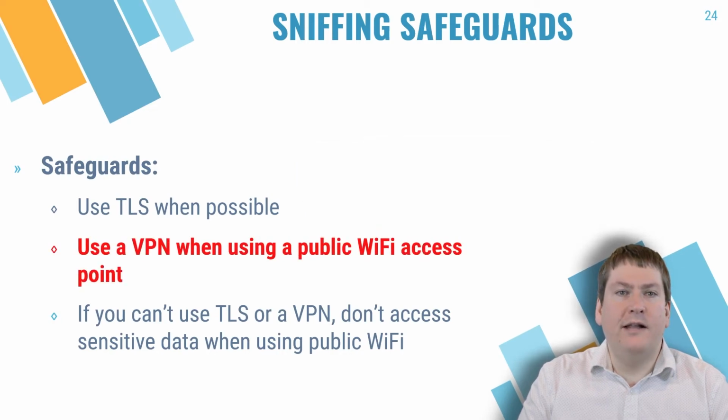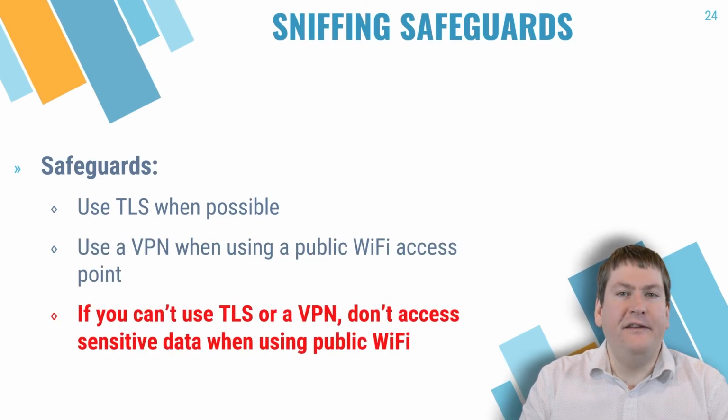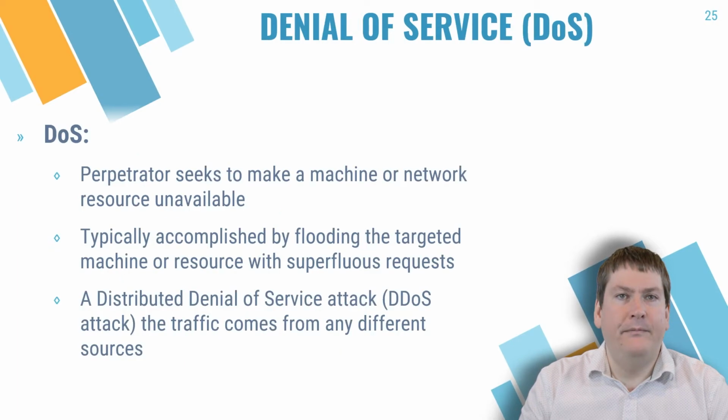If you recall from our cloud computing lecture, VPNs encrypt the traffic between your computer and your business network. When using a public Wi-Fi access point, or any potentially unsecure network, such as a hotel's internet, it's a good idea to use a VPN if your organization has one set up. The last safeguard is to simply not use an unsecure connection, like public Wi-Fi, when dealing with sensitive data.